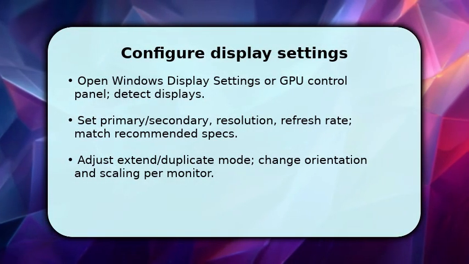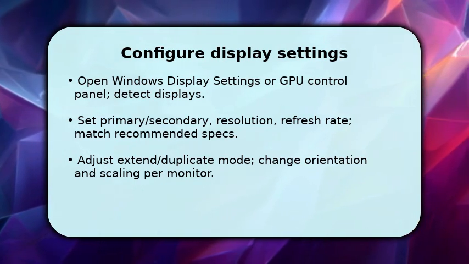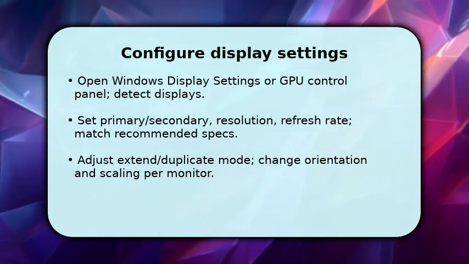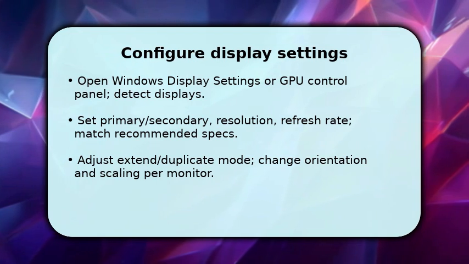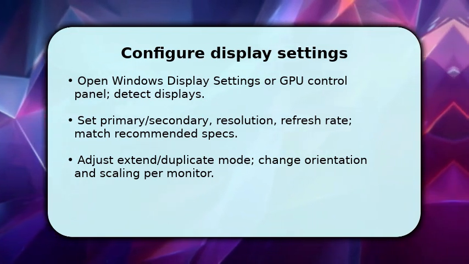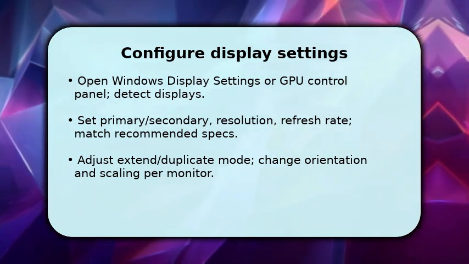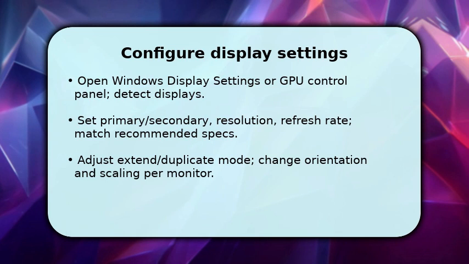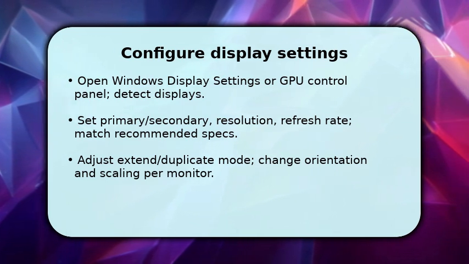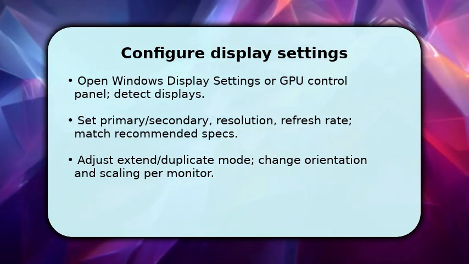Now adjust the software so both screens register and behave as you expect. Open Windows Display Settings or your GPU control panel and click Detect if a monitor is missing. Then set one display as primary, arrange the virtual positions, and choose Extend mode unless you want duplication.